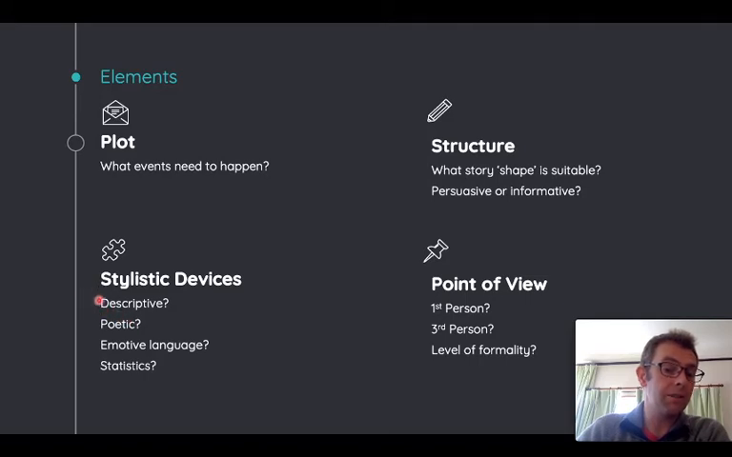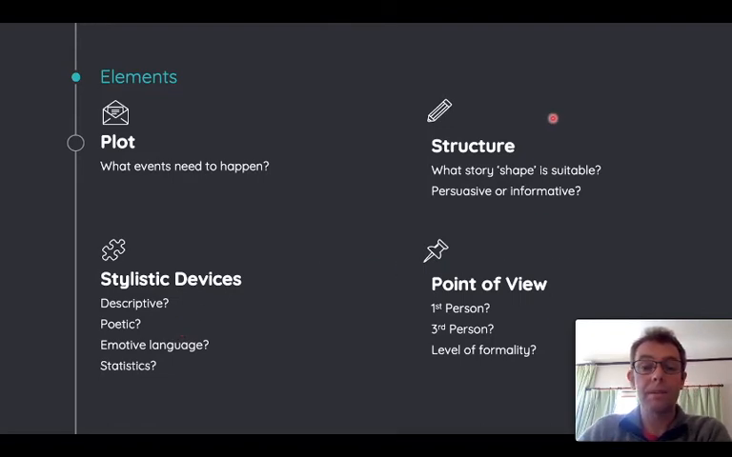Is there going to be a lot of descriptive language? Is there going to be a lot of poetic language? Should the writer have a high level of emotive language? Or should it be statistics? If we're thinking about nonfiction and reports, there's going to be possibly more use of facts and statistics than emotive language. And so that can help guide us, once we know what text we're writing, what type of language to use in there.